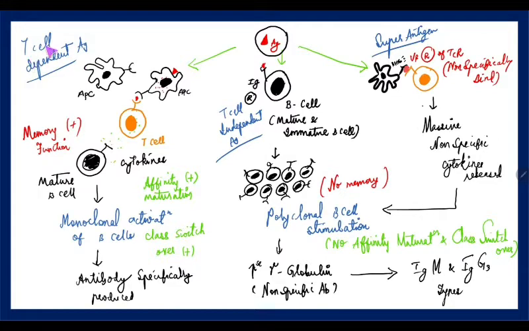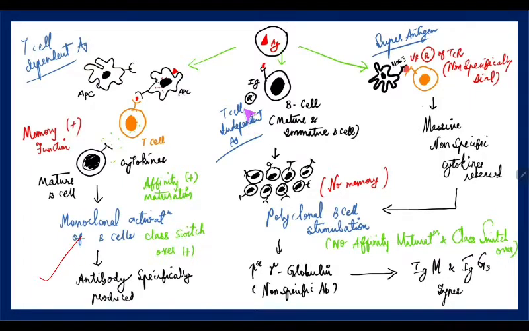These are basically three types: T cell dependent, T cell independent, and superantigen. Very simple. If an antigen is processed by the APC and presented to the T cell, it will produce cytokines that will stimulate the mature B cell. The mature B cell will be activated monoclonally, and a specific antibody will be produced. There is a complete immune response, right? So here memory will be present. As well, there will be affinity maturation and class switchover seen in T cell dependent antigens.